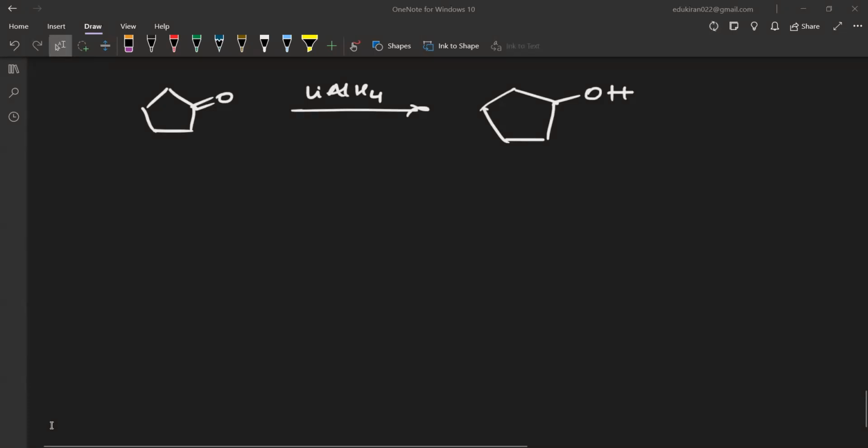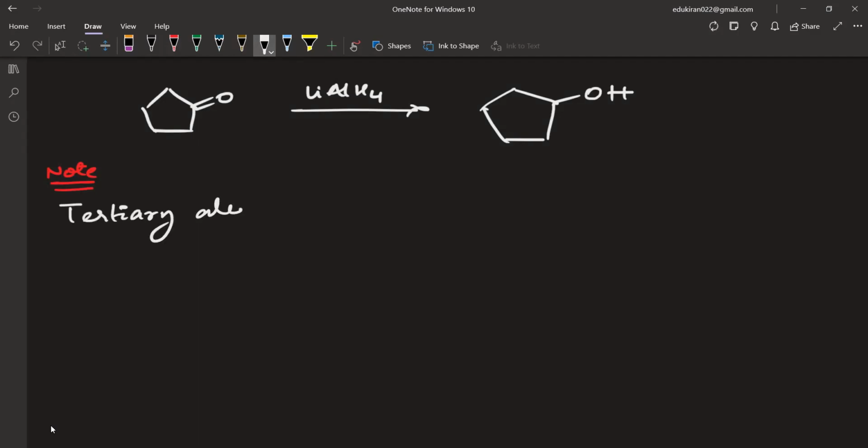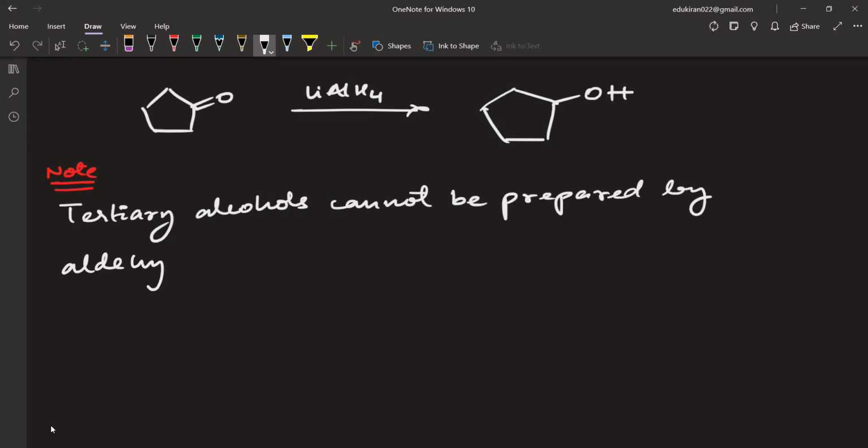Right, next. Note, tertiary alcohols cannot be prepared by aldehyde or ketones. Dekhi, this is from the point of view of conversions.